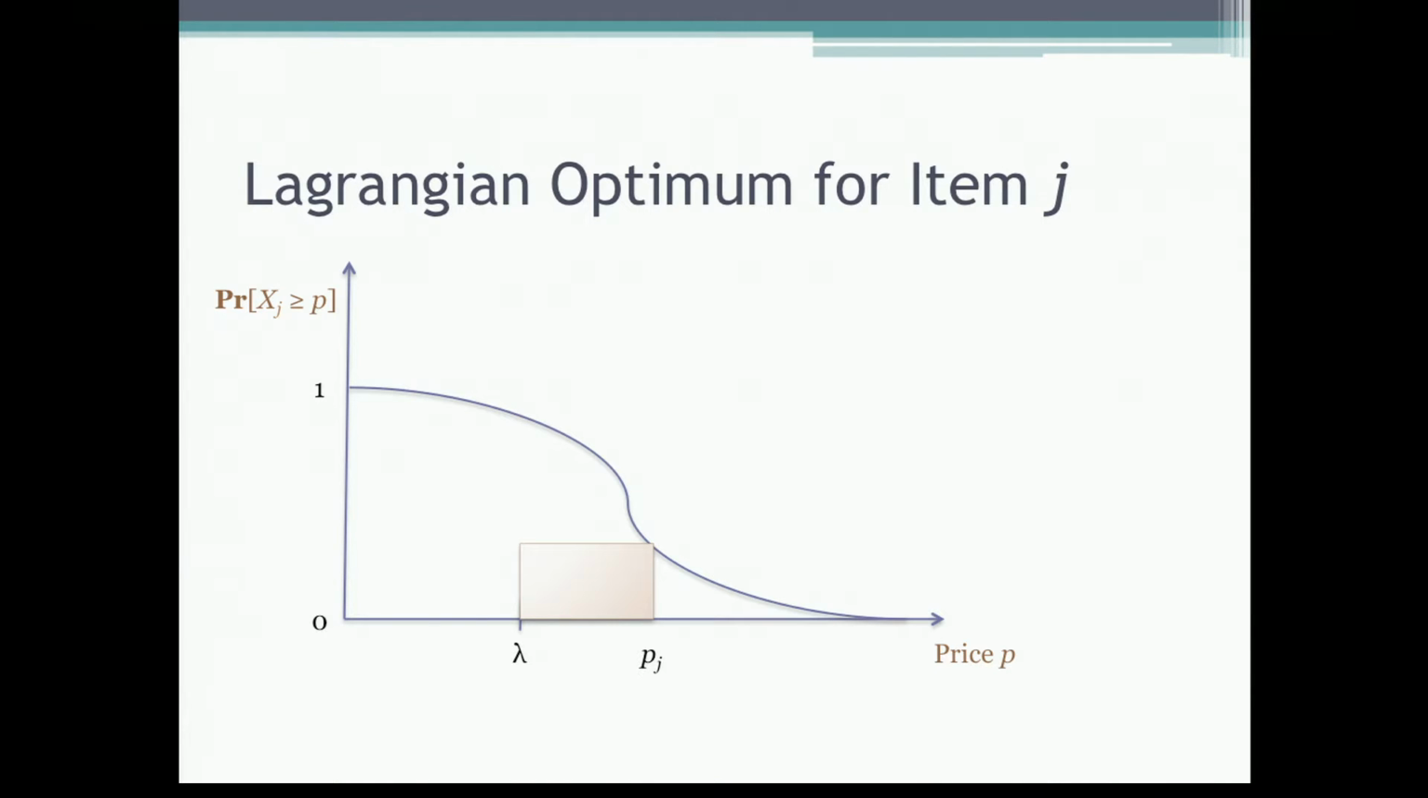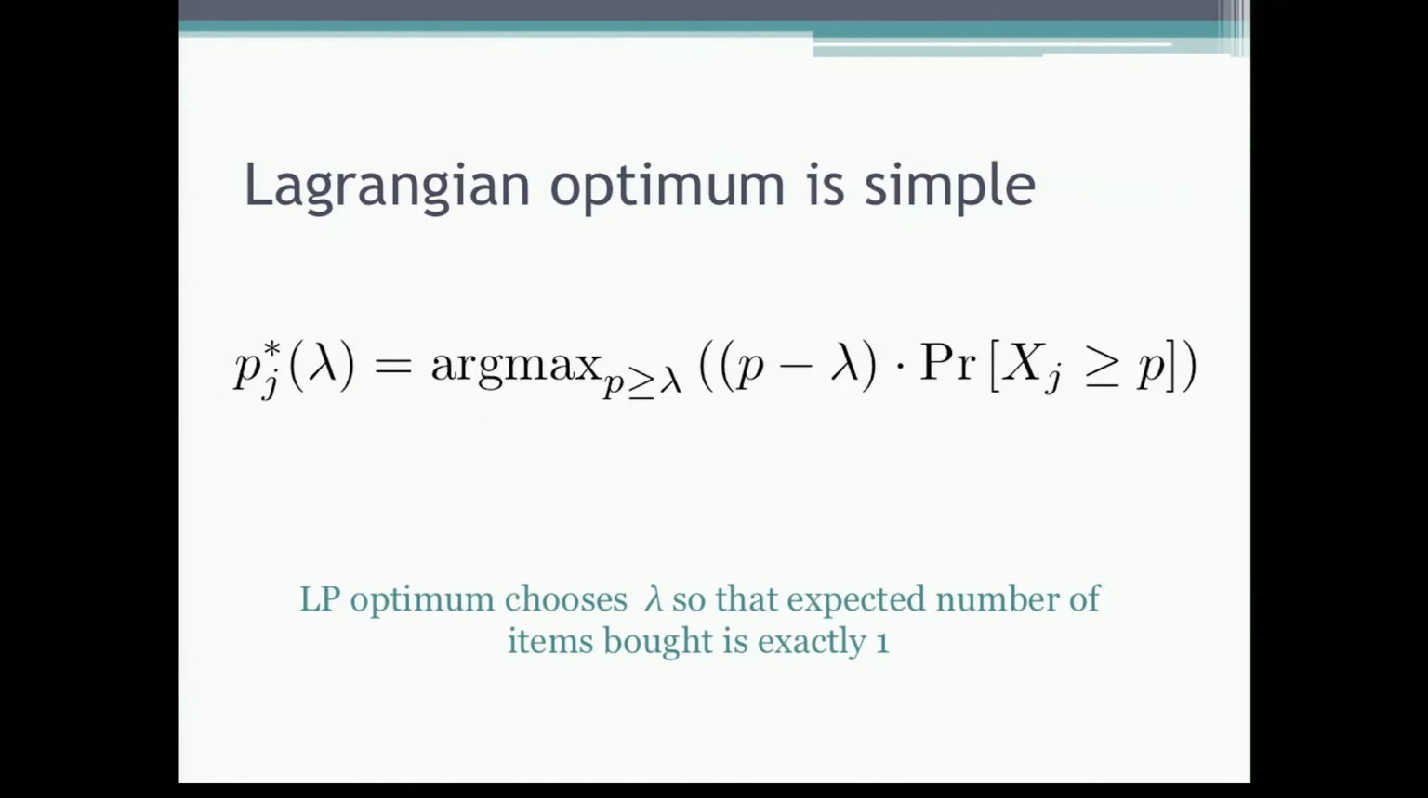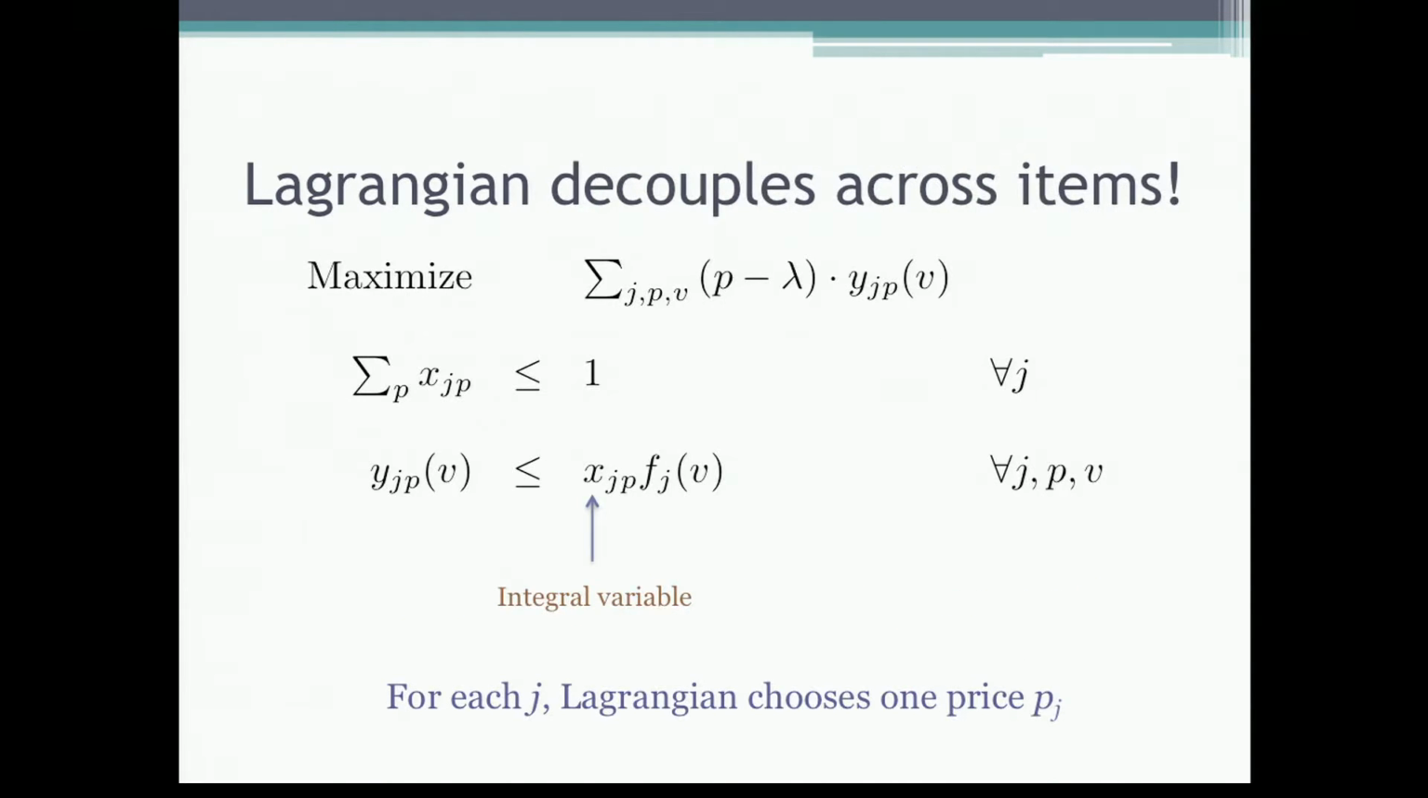Okay. So given a lambda, there's a nice closed form for computing this quantity p_j, which is the price that is going to be set by the LP, the Lagrangian. So essentially the idea is the following: for every Lagrange multiplier lambda, what this Lagrangian gives you is one price for each item.